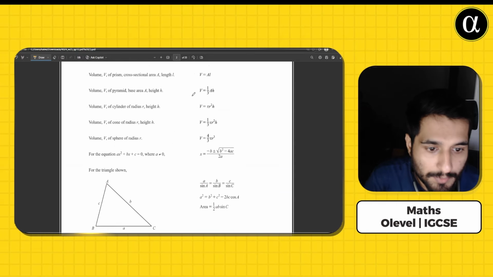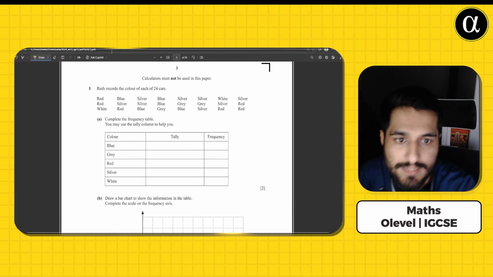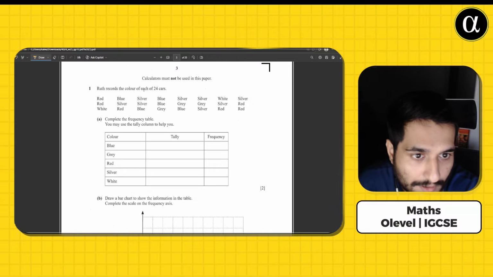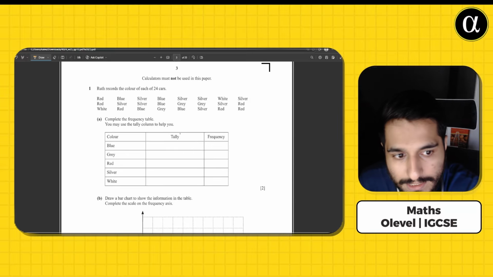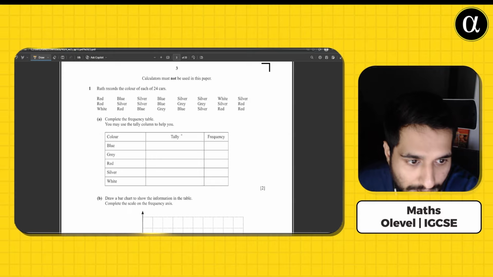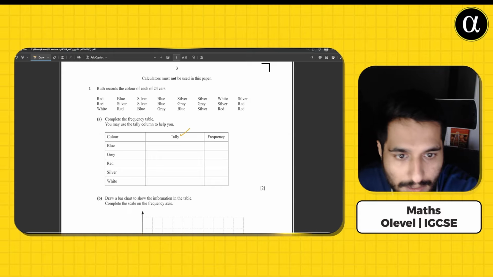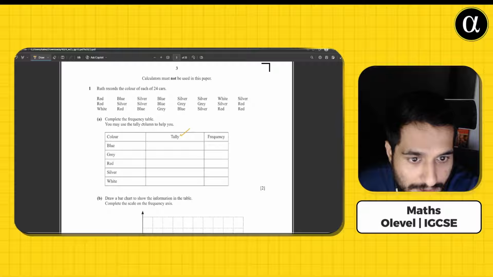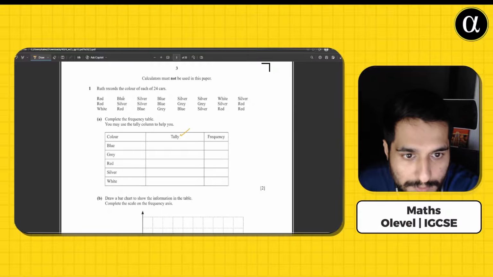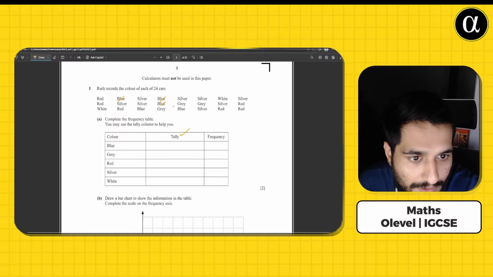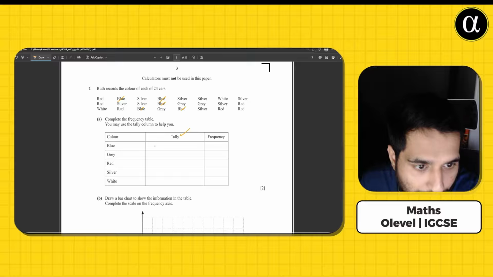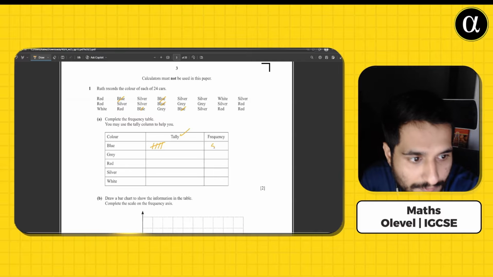So, question number 1 of this paper states that Ruth records the color of each of 24 cars, and we are supposed to complete the frequency table, and that is supposed to be done with the help of tally. Now, what is tally? We will count all the colors of these cars. Let's say we're talking about blue, so blue 1, 2, and then we have 3, and we have 4 and 5. So you do 1, 2, 3, 4, and the fifth one is going to be a cross, so the frequency is going to be 5.